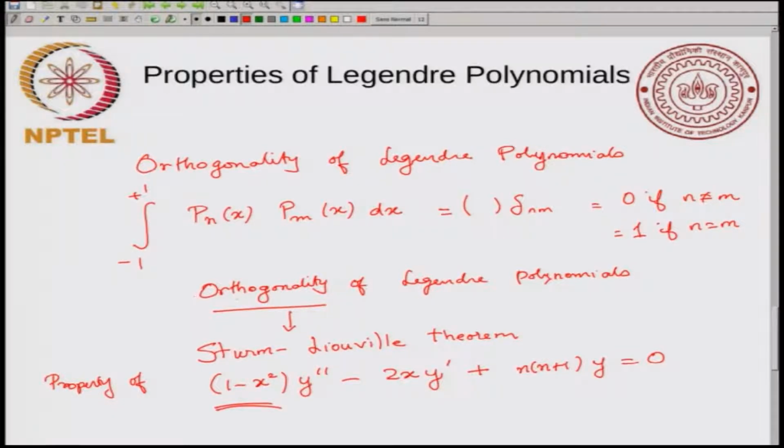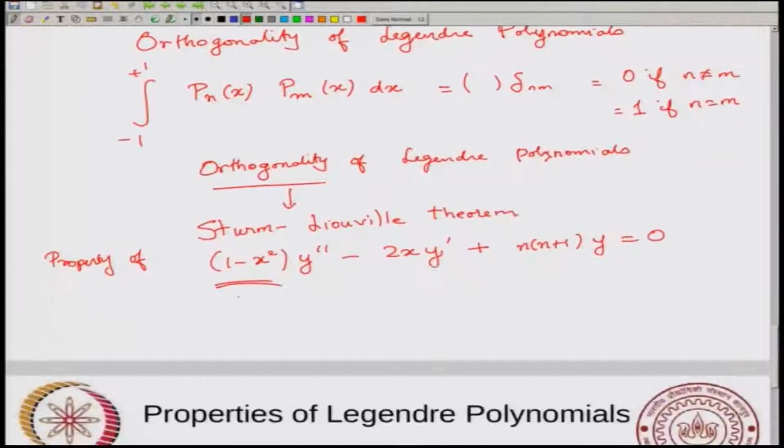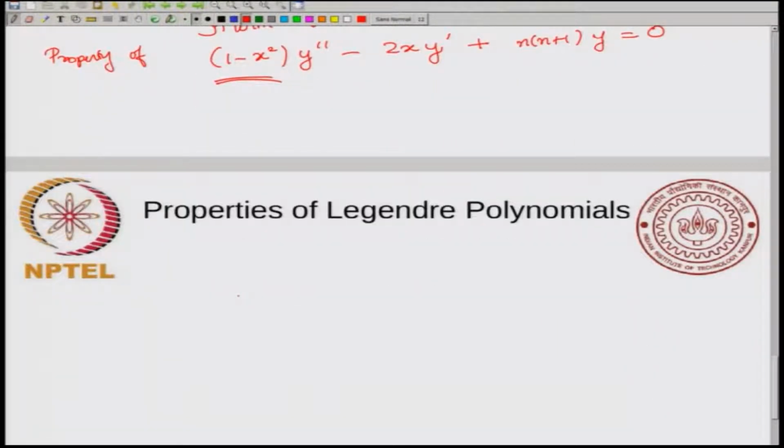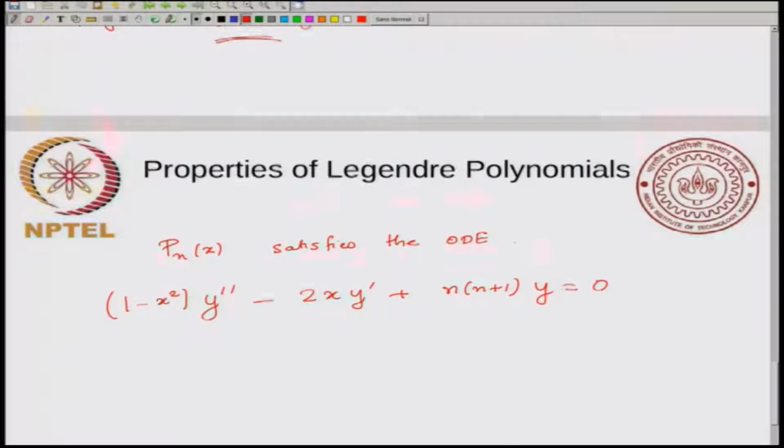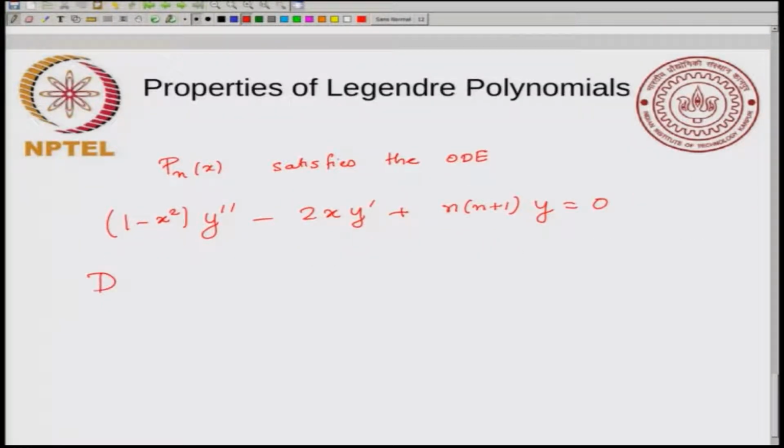These are some of the properties. I just want to mention one more thing right here: P_n(x) satisfies the ODE (1 minus x squared) y double prime minus 2x y prime plus n(n plus 1) y equal to 0. A point I should emphasize is that different Legendre polynomials satisfy different ODEs.